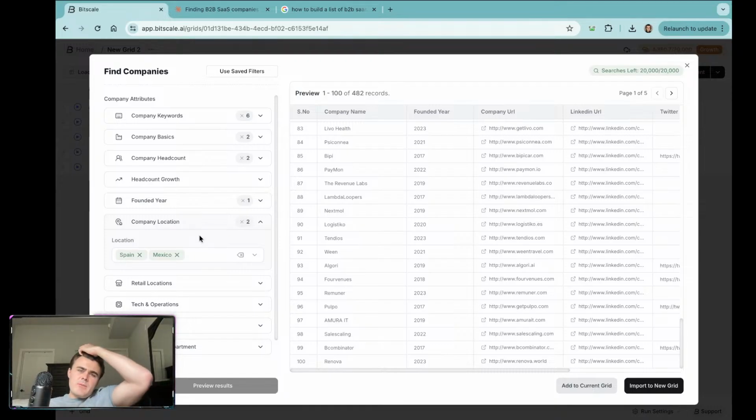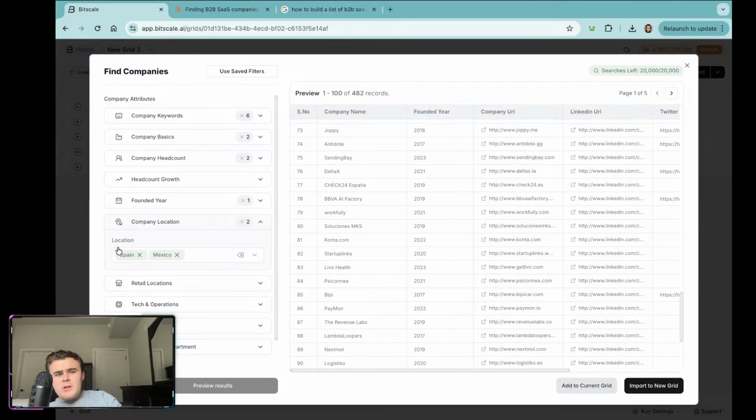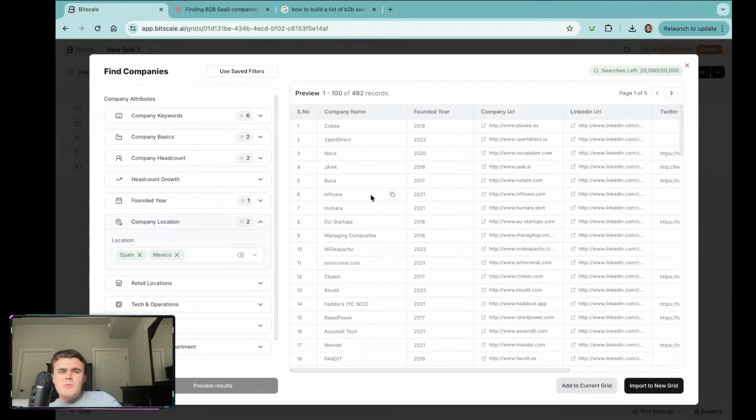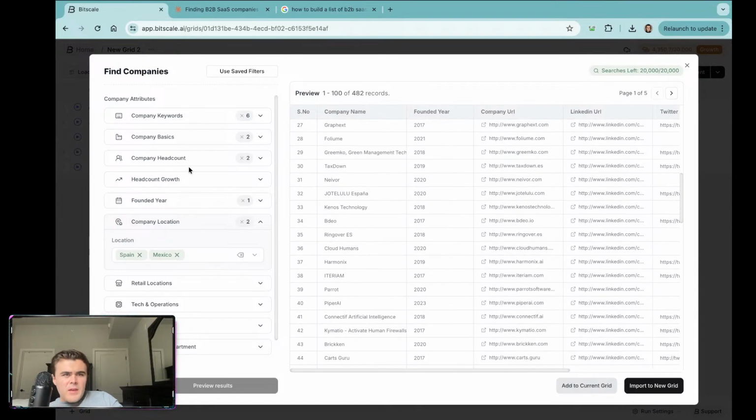I feel pretty content with this current list. Remember, we're just testing the offer. It's not perfect. Usually I target United States, but for this test, I just want to test out different one-off countries, smaller countries. And most of these are SaaS companies. Most of them, not all of them. I think I feel good with this list. And it's 482 records, which is the perfect amount.